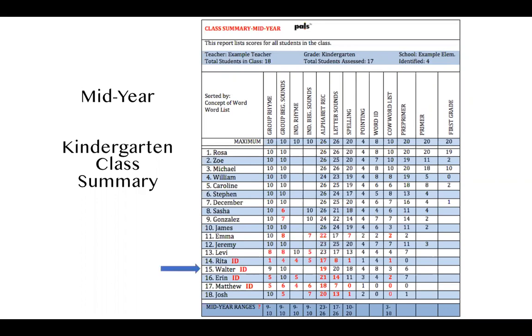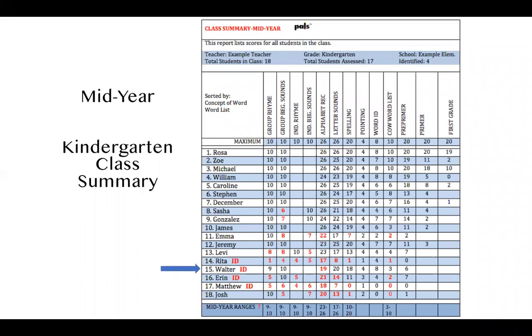So Walter, for example, he's an ID'd student, but now he's falling within that mid-year range on everything except alphabet recognition. So what you consider asking yourself is, you've done some instruction, obviously, that's very successful. So what else or who else could potentially benefit from what's worked with Walter?